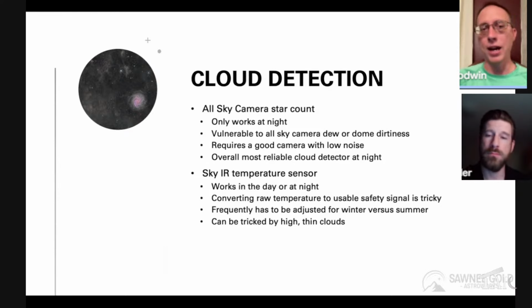We also use Sky IR temperature sensors. That's part of the CloudWatcher weather system. It's nice and it works day or night. It's really nice if you want to open your roof to cool the observatory before it's dark enough to count stars, which we both do. I think it's pretty essential really to avoid the heat coming off of the concrete after the sun goes down, ruining your images. So to know whether you can open or not, a Sky IR temperature sensor is pretty good for that, but it can get tricked by high, thin clouds.